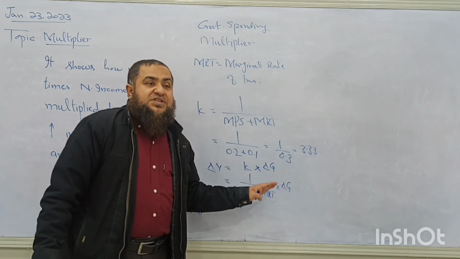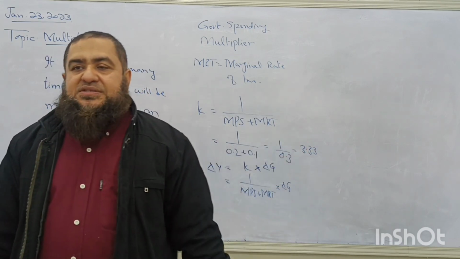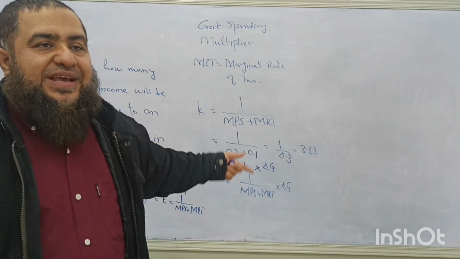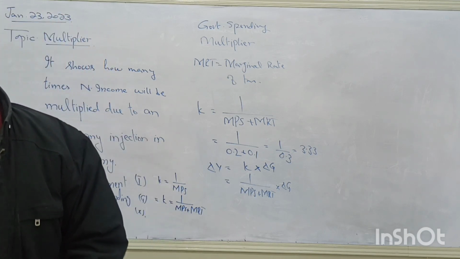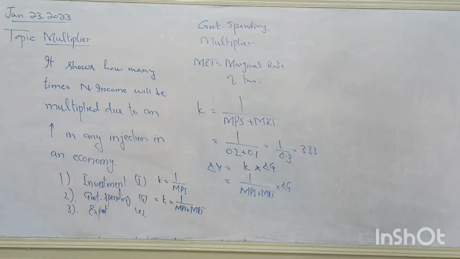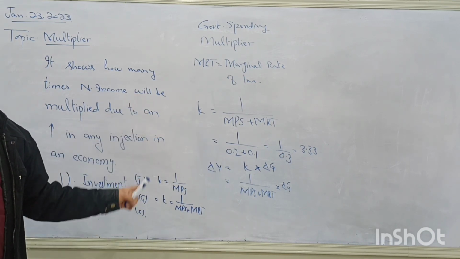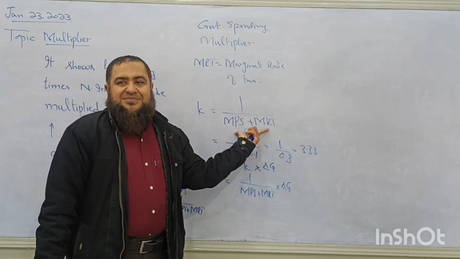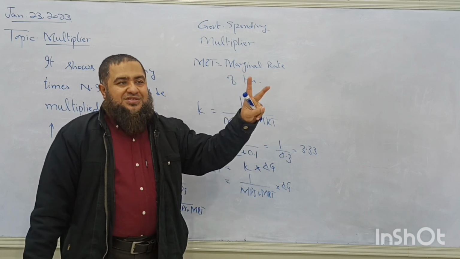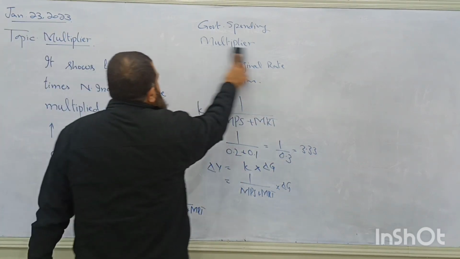So if these withdrawals are falling, the value of the multiplier will increase. And if these withdrawals are increasing, the value of the multiplier will fall. Clear? I am not going to have further mathematics in this area. Whatever is required, I have done it. So you have to remember, this is a three sector multiplier. There are two withdrawals.